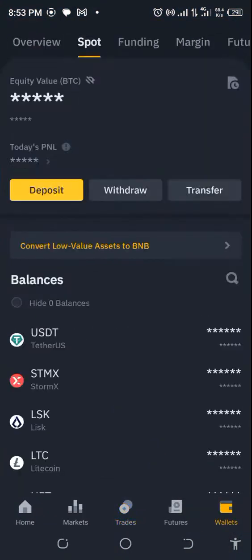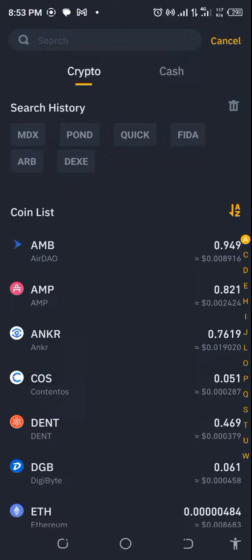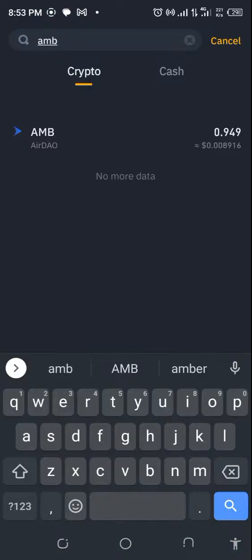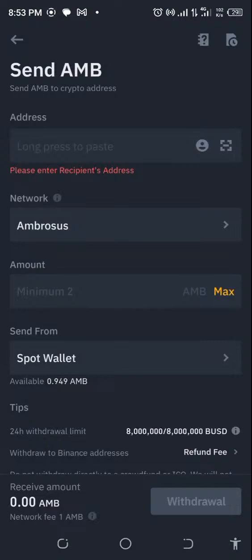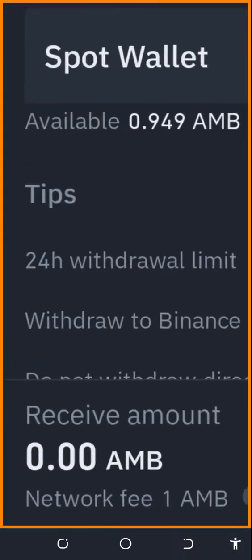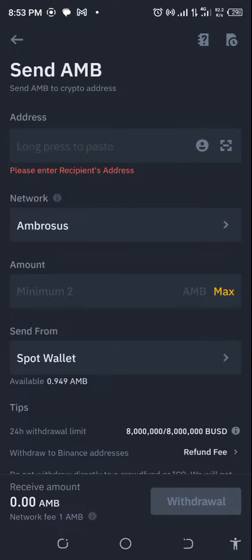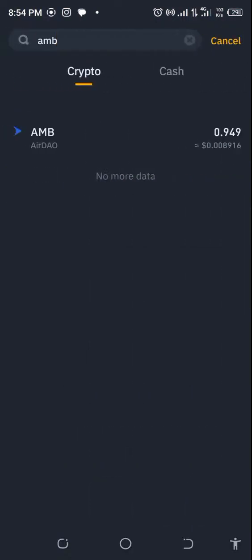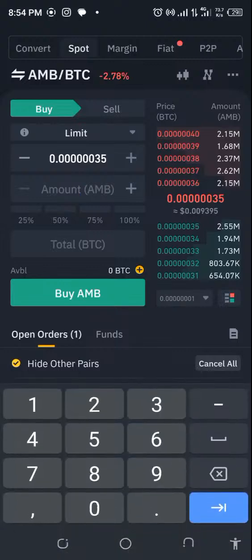So let's first of all go and check how much we are going to withdraw. We're going to put that AMB in there, and we'll see. What is the network? Okay, it's Ambrosus. It's one AMB. Okay, so one AMB is not that much. Let's go back in to see how much is one AMB. If I want to buy one, let's see.